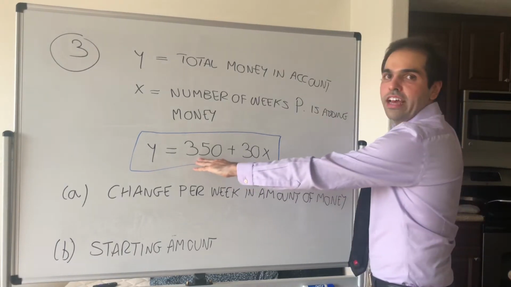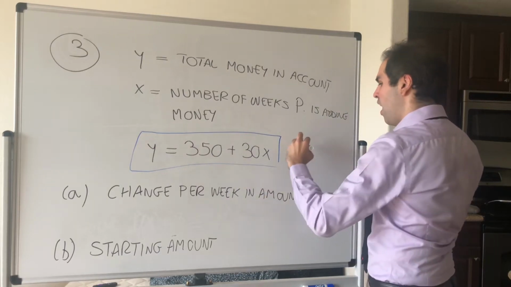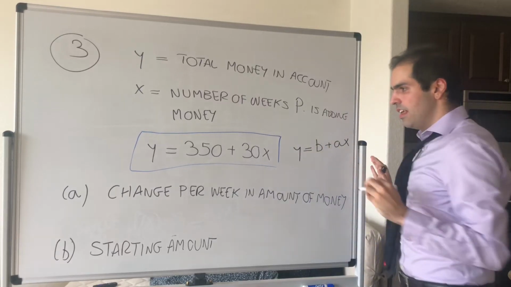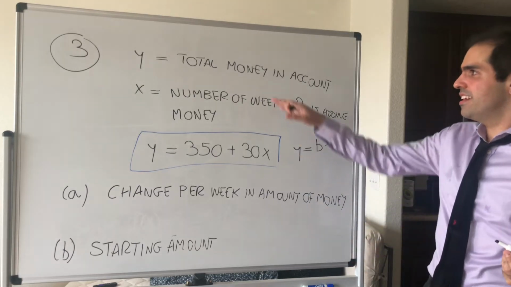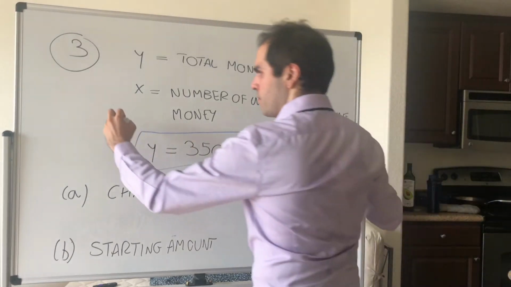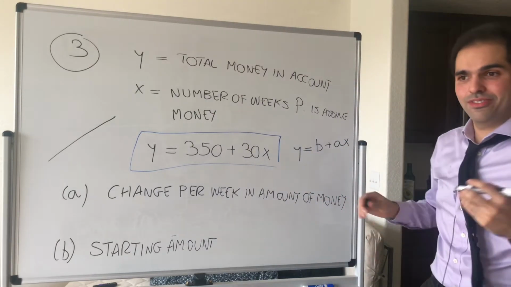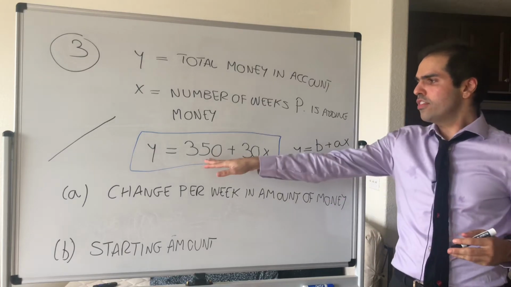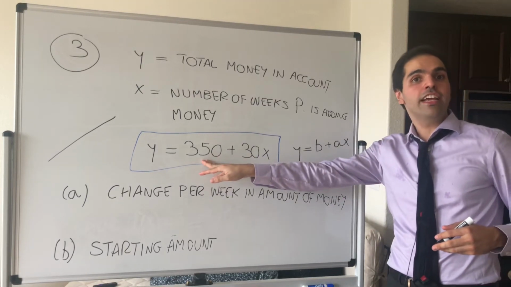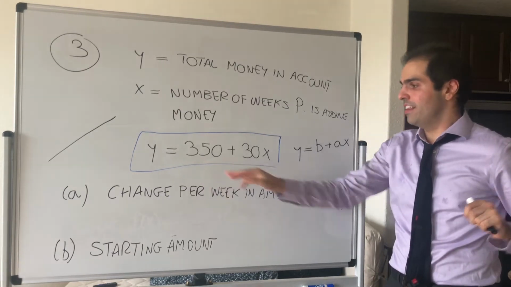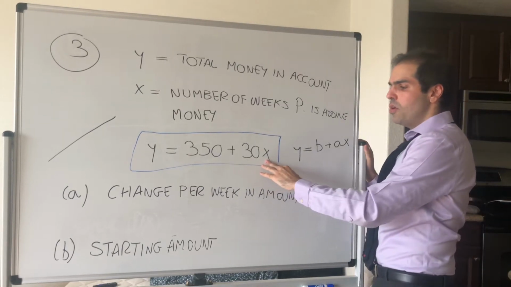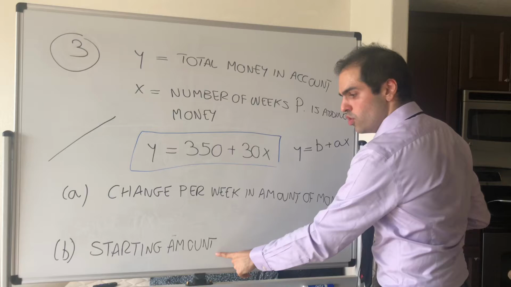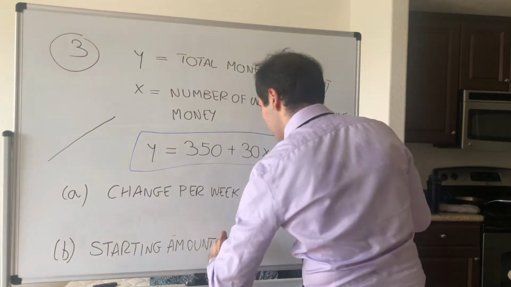So you have to understand, when you see such an equation, y equals, in this case, b plus ax, that is a linear function. So basically, the total money changes linearly. So the graph is a line. And what does that mean? How do we interpret this? So 350 is the starting amount of the money. So it's the initial balance. And it makes sense because if you plug in x equals 0 here, this disappears and you get 350. So already we know that the starting amount is $350.